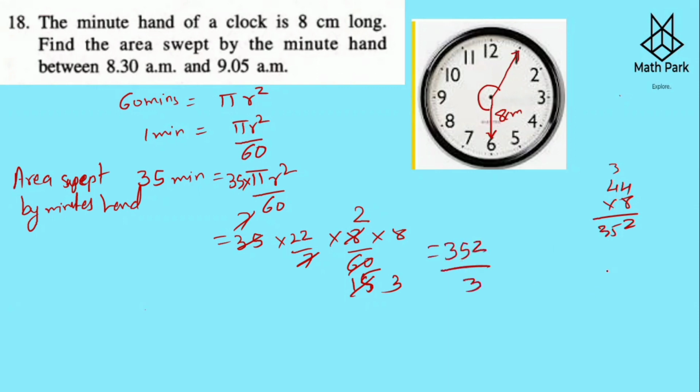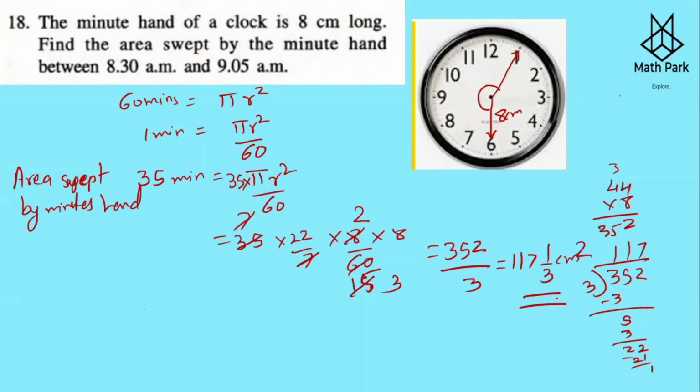352 divided by 3. 3 ones are 3, 3 ones are 3 again. So you get 2 and then 2 threes are 6, 7 threes are 21. And so we get this as 117 1 by 3 centimeter square is the area swept by the minute hand from 8:30 to 9:05 am. Got it? So what did we do? In 60 minutes, it will cover the complete area of a circle, which is pi r square. In 1 minute, it will cover pi r square by 60.